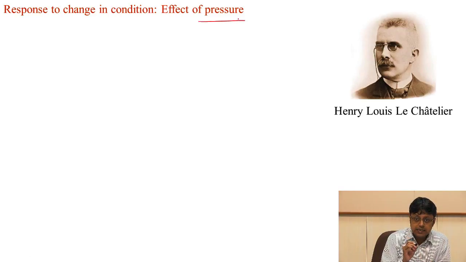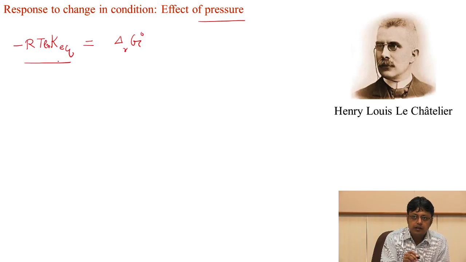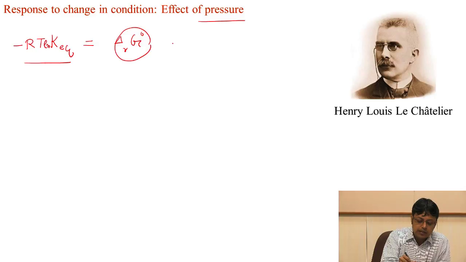Now, what we are going to discuss is the effect of pressure on the chemical equilibrium or equilibrium constant. Remember that the equilibrium constant was connected to the reaction Gibbs free energy, because it was minus RT ln K equilibrium. That's what we called the reaction free energy. Now, if K is connected to delta G0, what is delta G0? It is basically the standard reaction Gibbs free energy. By standard we mean the pressure was fixed at 1 bar.